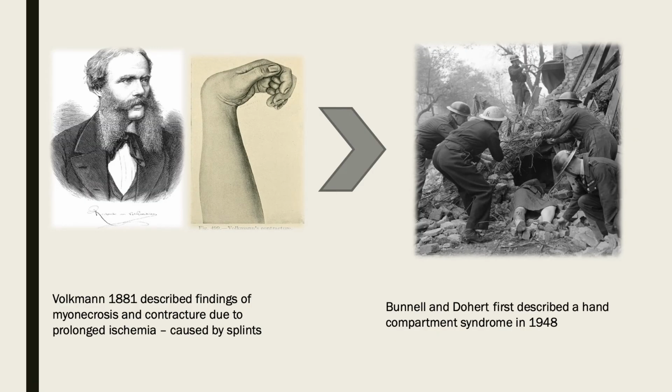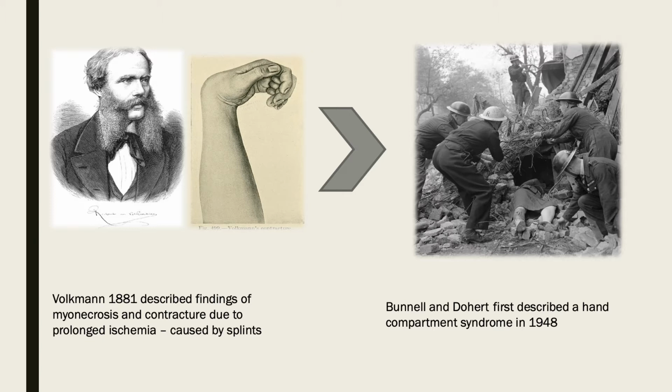So it was first described by Volkmann in 1881. He described that myonecrosis and contracture occurred in some of the patients he had placed in forearm splints. He wasn't quite sure why, but he hypothesized that the splints had led to diminished arterial inflow, which in turn had caused muscle death.